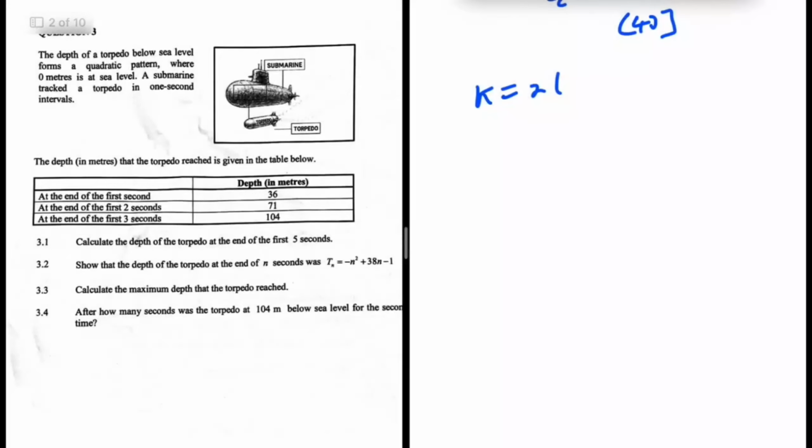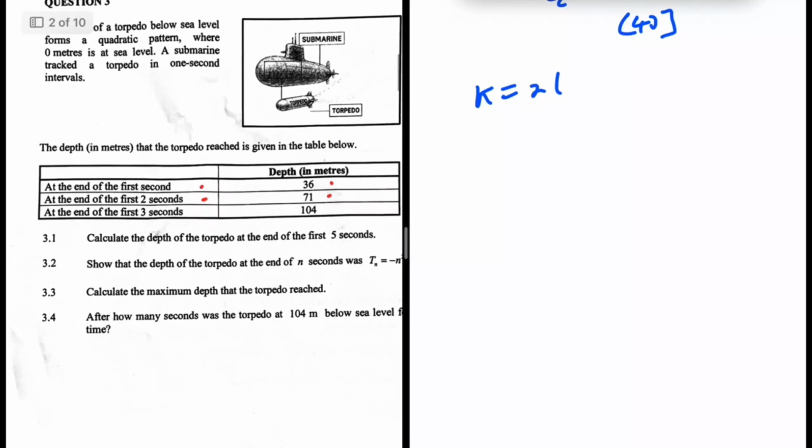Calculate the depth of the torpedo. Whoa, what is happening? At the end of the first 5 seconds. Let's see. Okay, so the depth of some object below sea level forms a quadratic pattern where 0 meters is at sea level. A submarine tracked the object in 1 second intervals. Right. So what is happening? The depth in meters that the object reached is given in the table below.